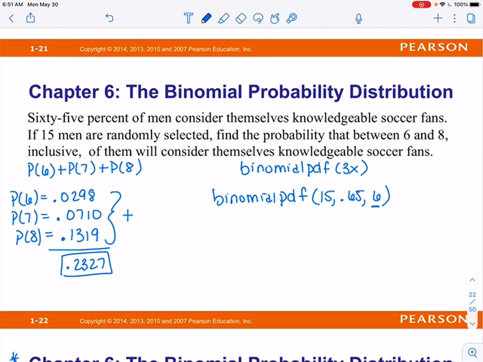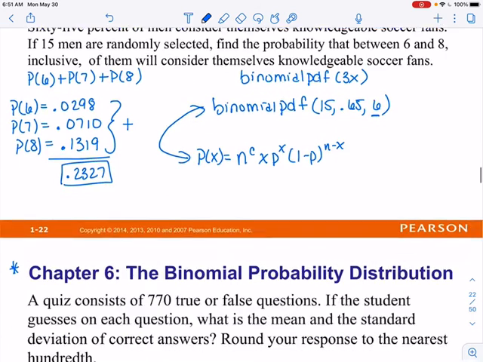Okay, again, you could have used the binomial n choose x times p to the x power times 1 minus p to the n minus x power. You could have done that 3 separate times and figured it out that way as well. However you're comfortable doing it. Again, these 2 things are interchangeable. Again, I think it's just easier to do the PDF just because it's less time.